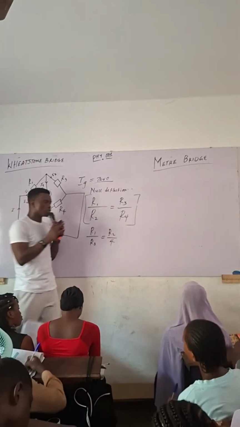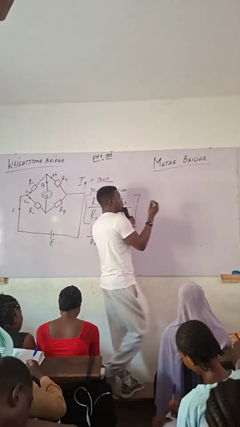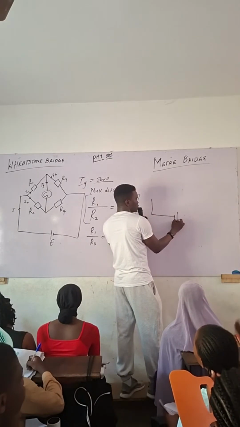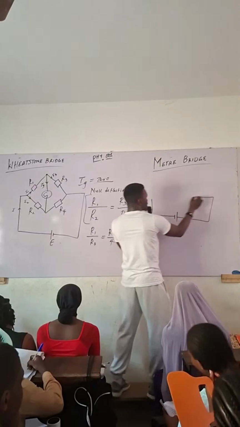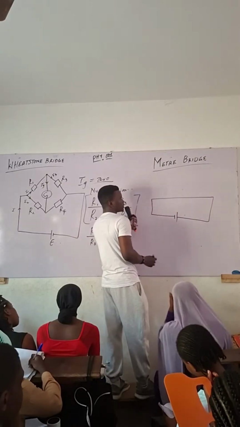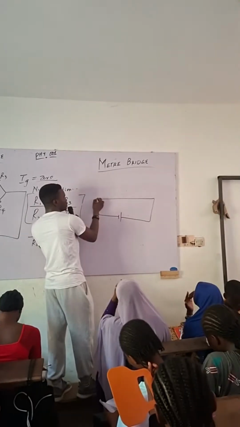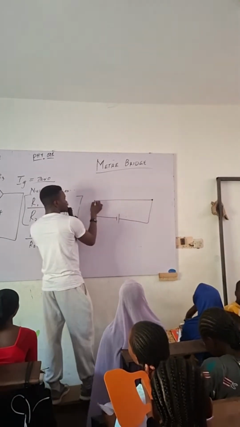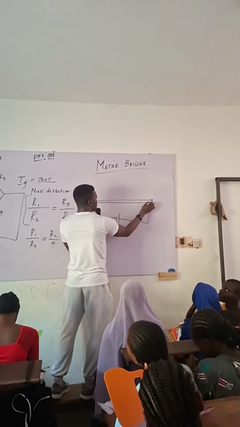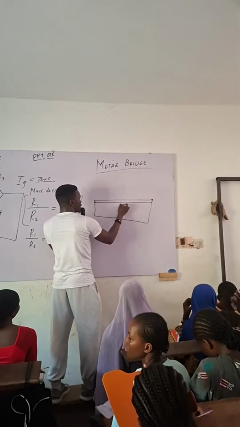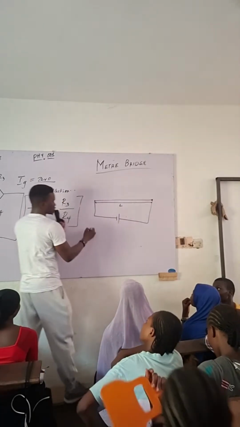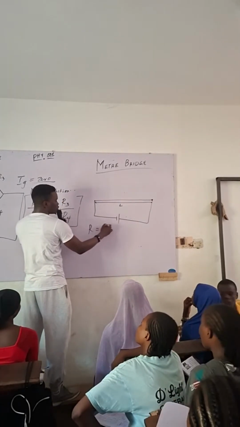So, how does it work? For this one, you have it in the lab. You're going to have your meter bridge connected to a wire. This wire now is of a particular length. L. Let me say that's the length of the wire. Let me take you back to this. R is equal to rho L over A.